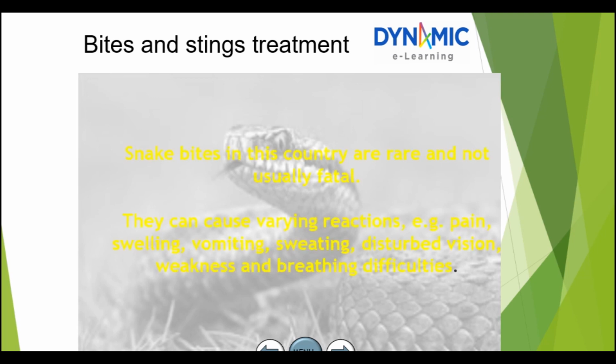Snake bites in this country are rare and not usually fatal. These can cause varying reactions such as pain, swelling, vomiting, sweating, disturbed vision, weakness and breathing difficulties.